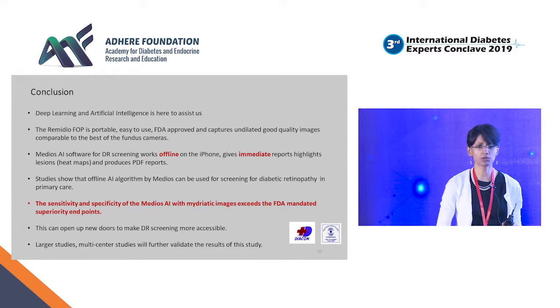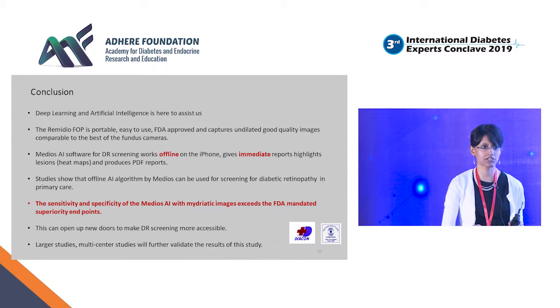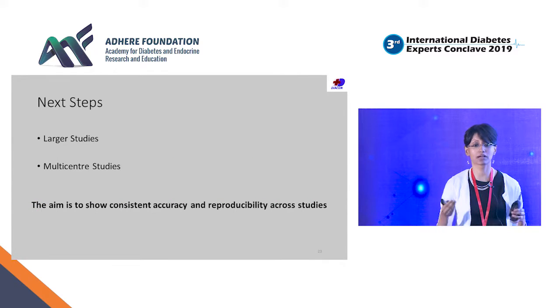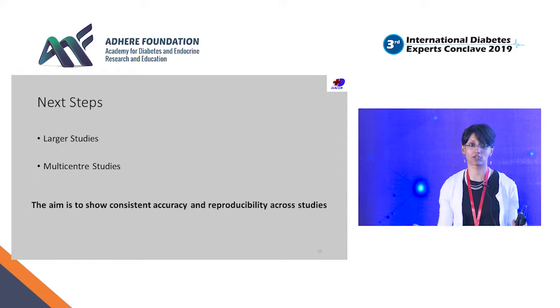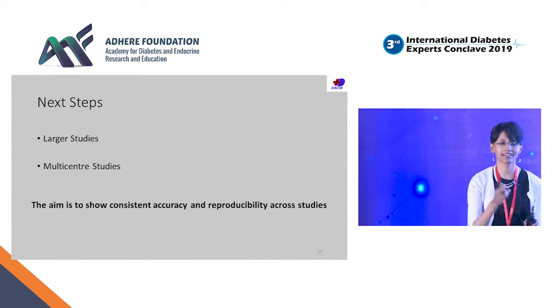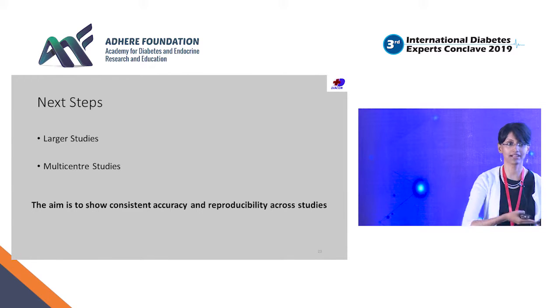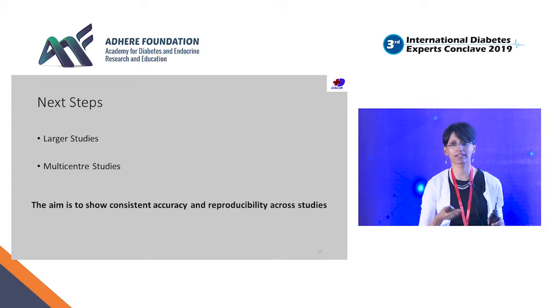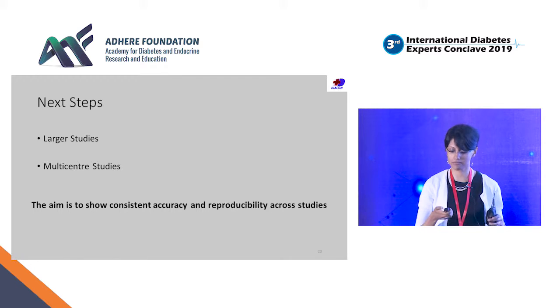However, what do we need? Yes, we need further validations because we always learn more and more over time. So we need larger studies, we need multi-center studies, and the next process that we are also working on is grading of retinopathy. Because at this point, all we have is a binary diagnosis, DR present or DR absent. But the next thing is to see, can we have a mild NPDR, moderate NPDR, severe NPDR? That is something we are working on at this point, and we will see where it goes. We hope that there will be consistent accuracy and reproducibility across studies as we move ahead, but time will tell us.